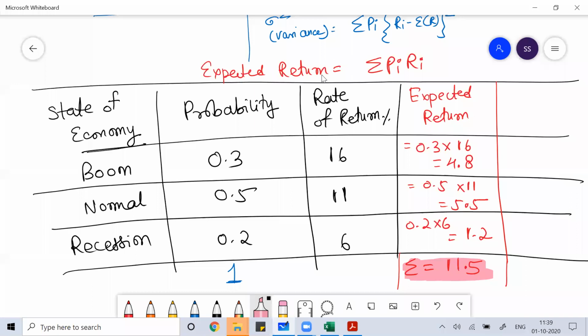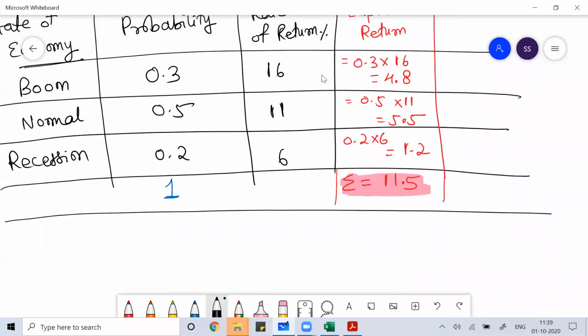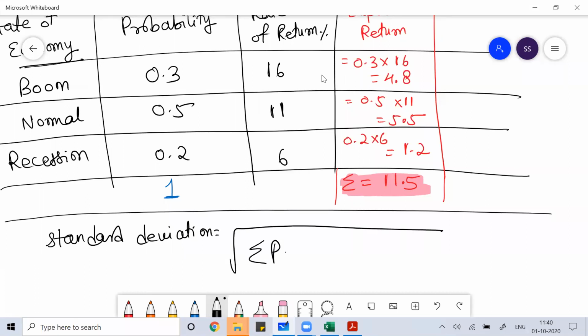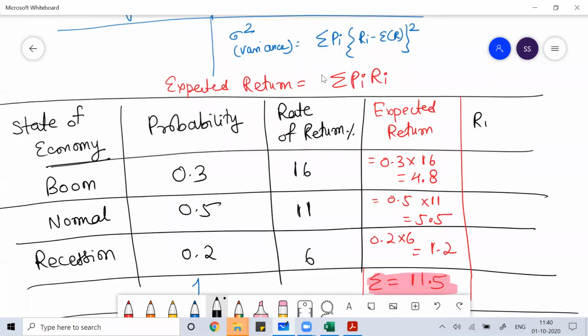Once you have calculated the expected return, the next thing you need to calculate is the standard deviation. For the standard deviation, we use the formula: square root of the summation of pi into (ri minus expected return) whole square. So now you need to calculate R minus ER, that is, return minus expected return.